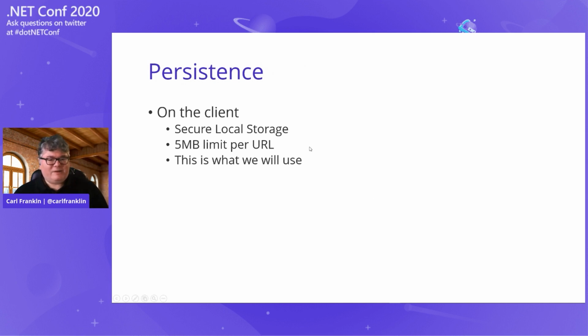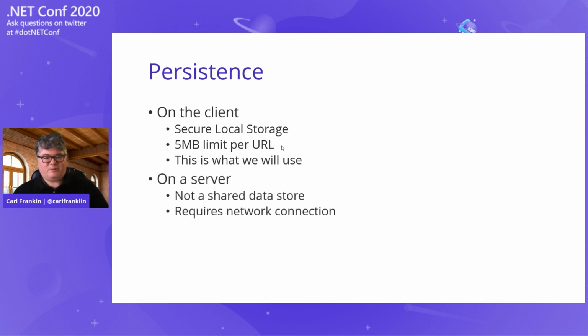If you have a network outage, you accidentally close the browser, that kind of stuff. So on the client, we can use secure local storage, and this is new in .NET 5, and I'll show you that. You can use local storage too. I would recommend, if you can use secure local storage, that's great, but just think about not storing secrets. That's not a good idea in general. So you want to store just the basic stuff, as long as it's not sensitive data. You get a limit of 5 megabytes of data per URL with local storage. And this is what we're going to use.